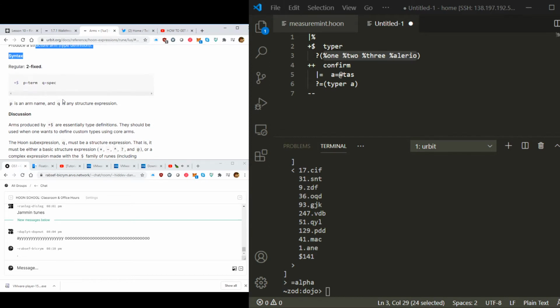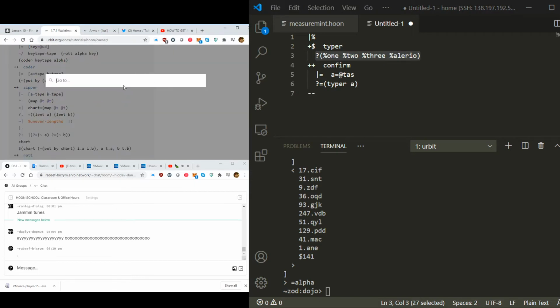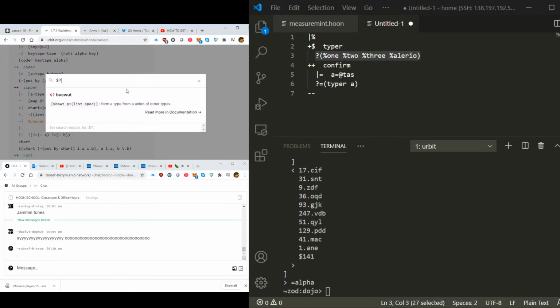Let us look at the structure expressions, which are the buck runes. So first look at the structure here. LessBuck, then your term, which is your name for it, so that's going to be typer over here, and then your specification for what that structure is going to be, which is here. So we haven't discussed what that will be, but if we look at the buck runes, all will become clear. All is clear.